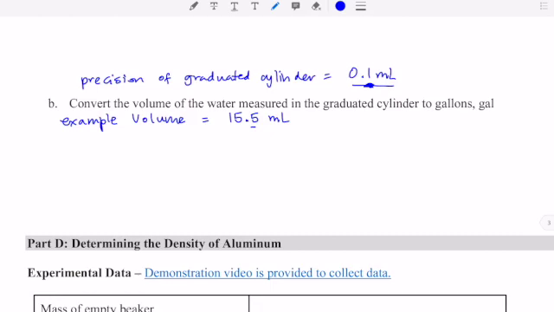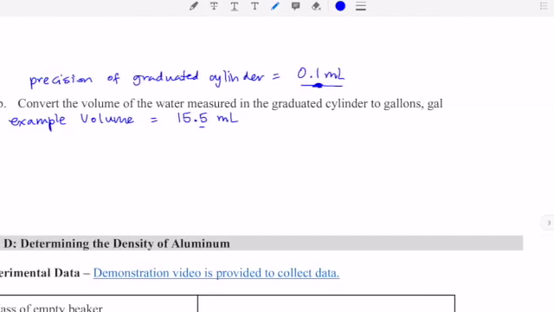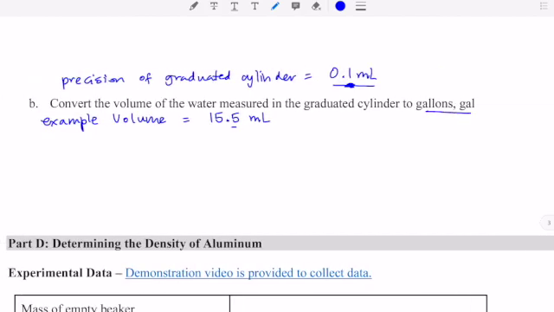So this example volume, remember this is not in the lab, I just came up with this number off the top of my head. We want to convert this volume to gallons. So when you go look for a conversion factor, the one you will find converts from gallons to liters. You will find the conversion factors in the lab procedure on page 7.